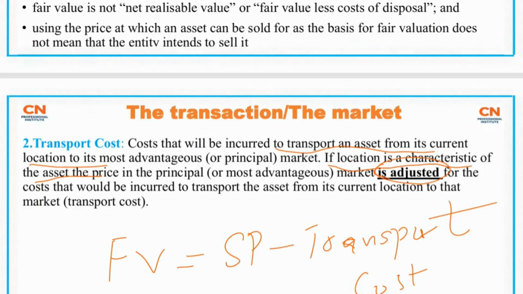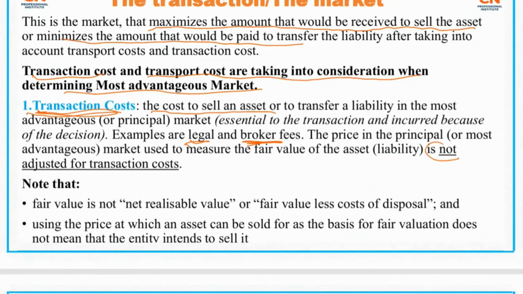But if you come here, there's a transaction cost here. It's not adjusted for. So if you are determining fair value, we don't adjust for transaction cost. That's why fair value is only selling price minus transport cost, not selling price minus transport minus transaction. But if you are determining the most advantageous market, for that one you factor in both transport and transaction. But for fair value, the formula is only selling price minus transport cost.